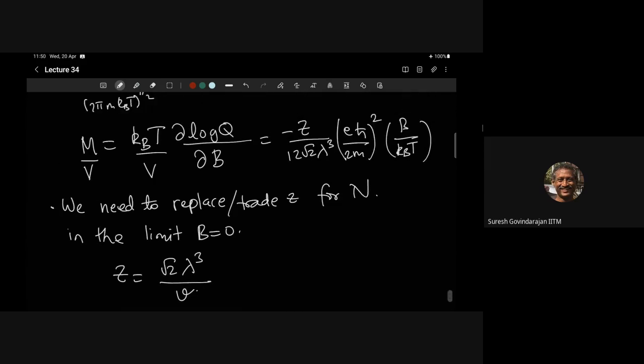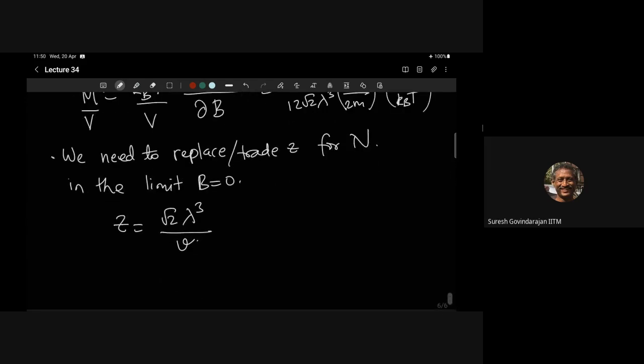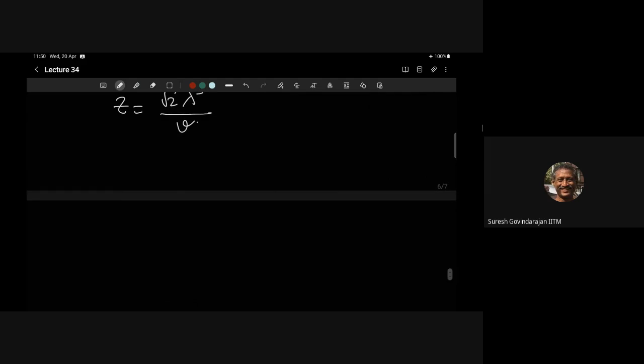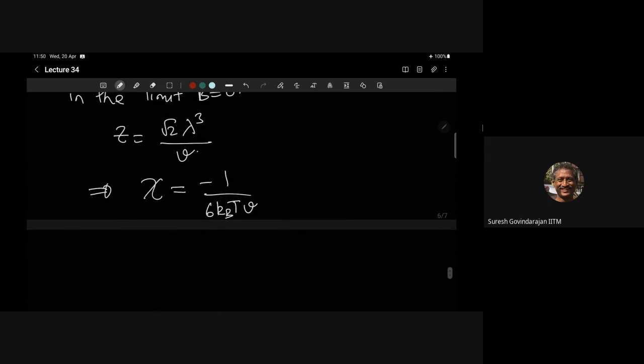So we plug all these things in. You can see that what we have is Z by lambda cubed here. So what we get is chi, and we take one more derivative with respect to B. So this implies that chi is equal to minus 1 by 6 kBT times little b times... Okay, so this is our promised formula.